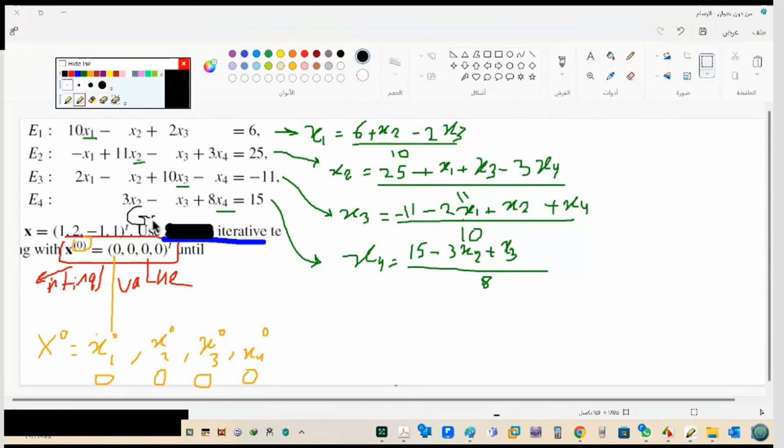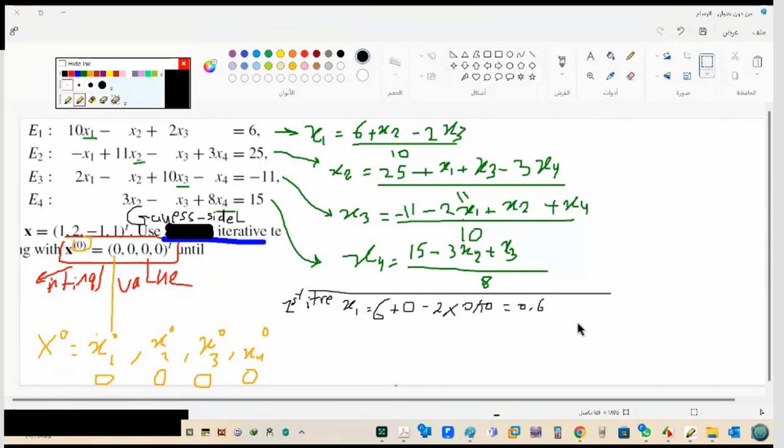What did Gauss-Seidel say? Same thing, you have to find x1, x2, x3, and x4. So this is the first iteration. Now, let's start with x1. x1 is 6 plus x2. Do we have any x2 before? No, we have value 0, minus 2 x3, yes, we have value 0, over 10. So the answer is 0.6. Correct? Correct, Abu Sa'id, Amin, Ahmed, drink coffee.